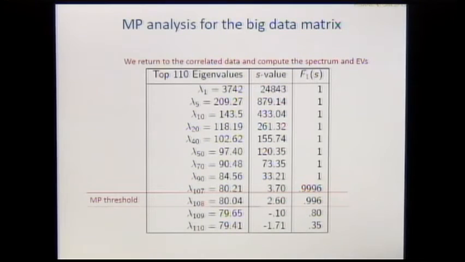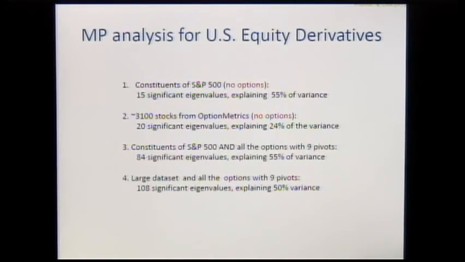What else is important? This is the Tracy-Widom result. It tells you that the edge of the spectrum is F1 of S. Okay, so now I did the analysis for US equity derivatives. For the S&P 500, the Bouchaud result, there are 15 eigenvalues. For more options, there are 20, but more stocks. If there are no options, you get away with 20 factors. If you have the S&P 500 and all options, 84 significant eigenvalues. Large data set, 108 significant eigenvalues.